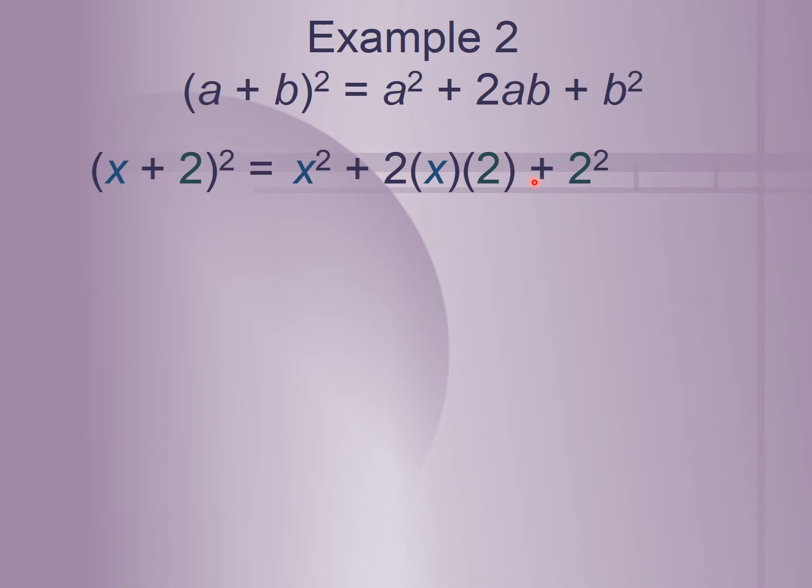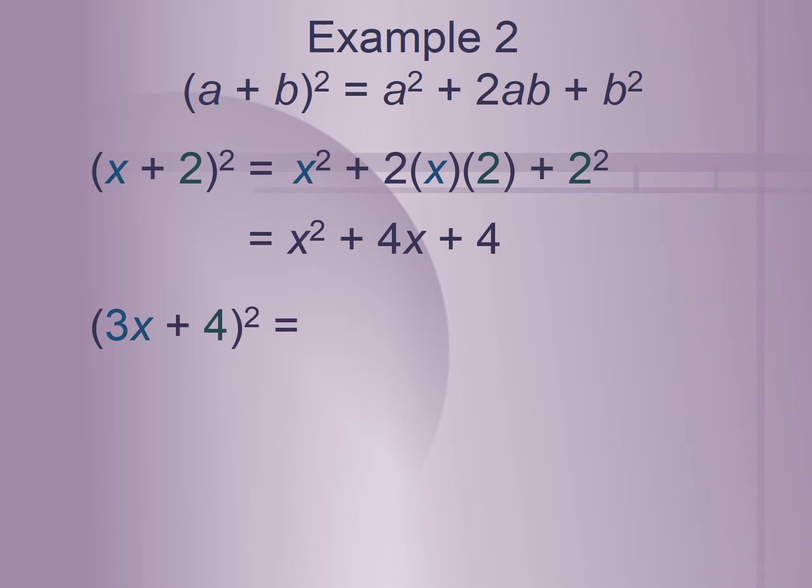And then plus, now we take our second term and we square it. So our second term is 2, so we'll do 2 squared. Now it's time to do some simplifying. 2 times x times 2, well, that becomes 4x. And then 2 squared becomes 4. So now we have our simplified answer of x squared plus 4x plus 4.